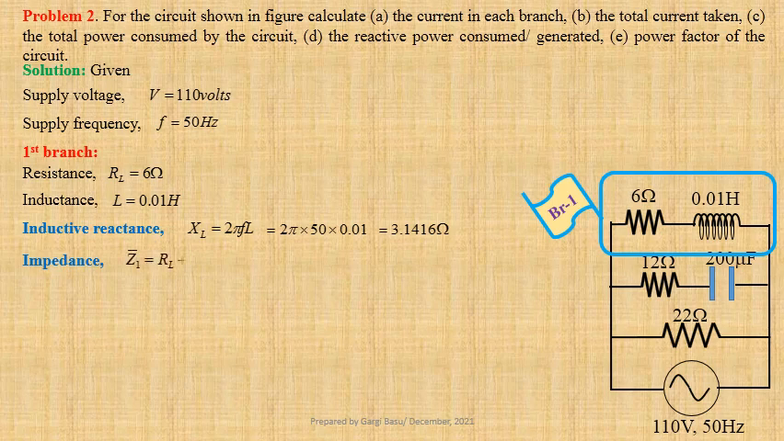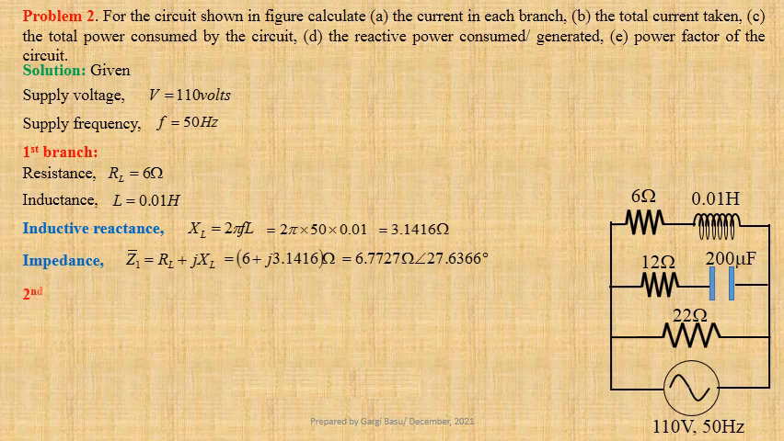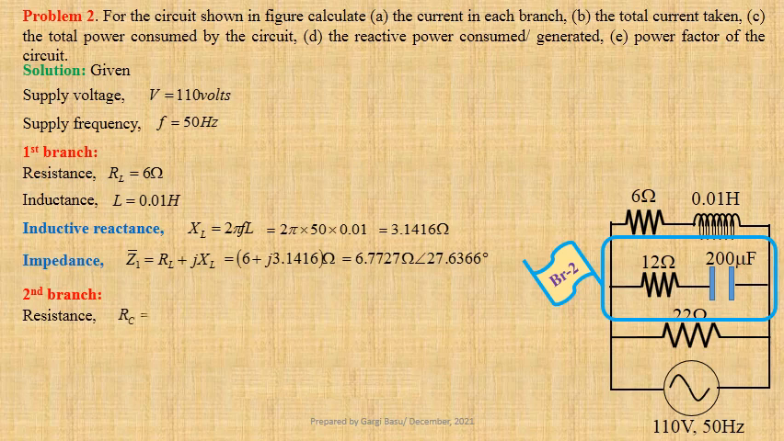Now we shall write down the complex impedance of the first branch. Z1 equals RL plus jXL, that is equal to 6 plus j 3.1416 ohm. This may be written in polar form as 6.7727 ohm at an angle 27.6366 degree.